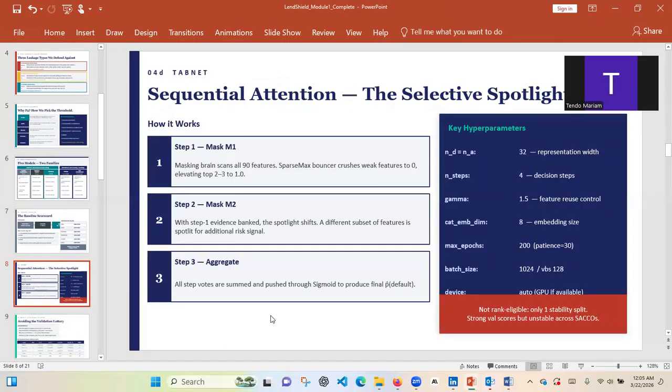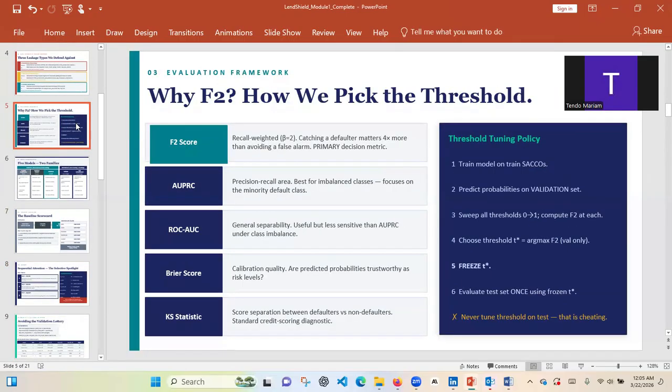Then we continue to the sweeping of all the thresholds. Remember, we say that the target is 1 and 0. The 0 shows that the borrower can repay, and the 1 means the borrower has defaulted. So we compute F2 at each threshold. Then we choose the threshold T with this formula, the argmax of the F2 score, on validation only.